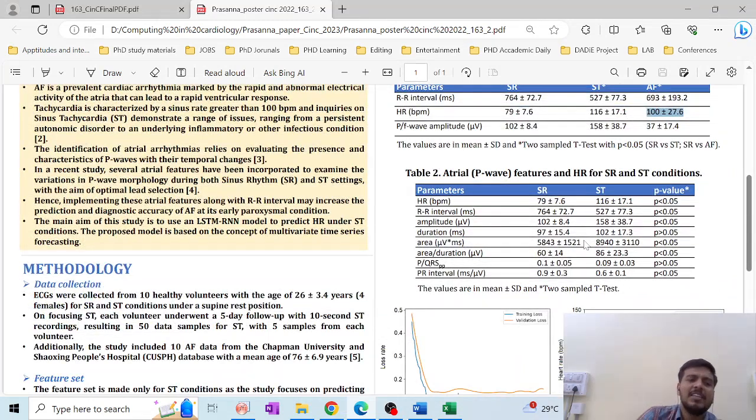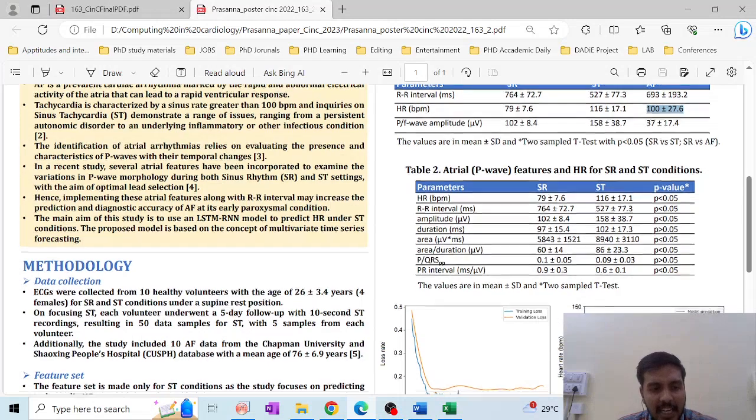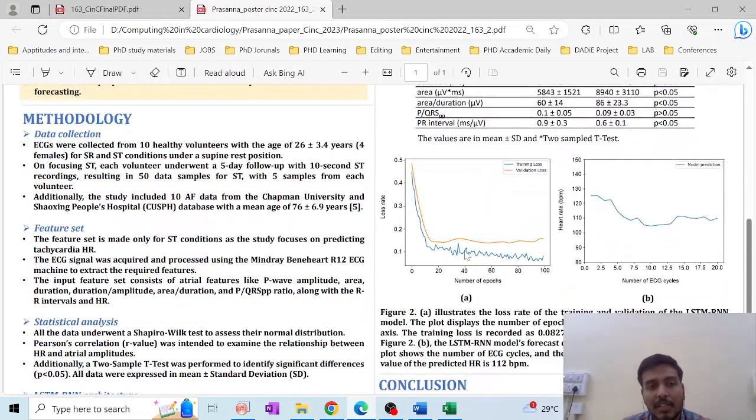To develop this study, we followed a methodology starting from data collection, feature set, and statistical analysis. We recruited a population of 10 healthy volunteers with a mean age of 26, used for recording sinus rhythm and sinus tachycardia. The study only focuses on sinus tachycardia to predict the tachycardia condition, to compare the data from tachycardia with sinus rhythm and abnormal atrial fibrillation.